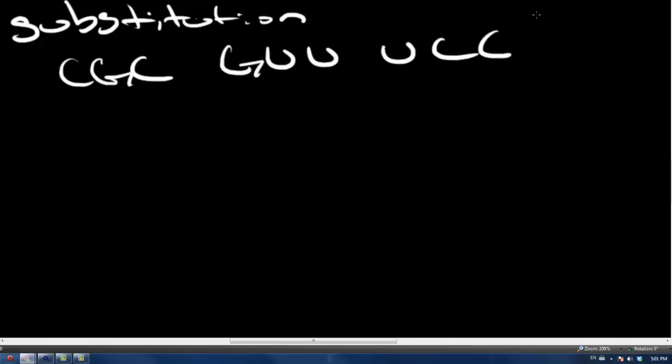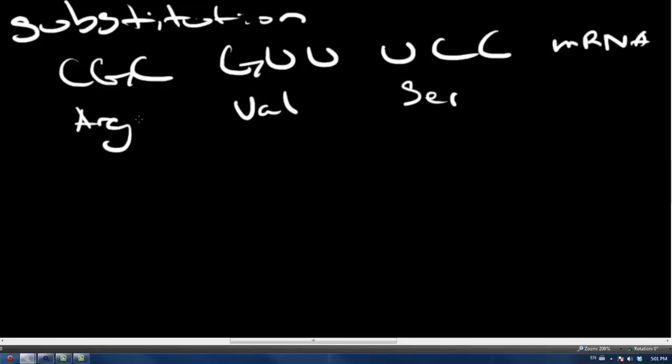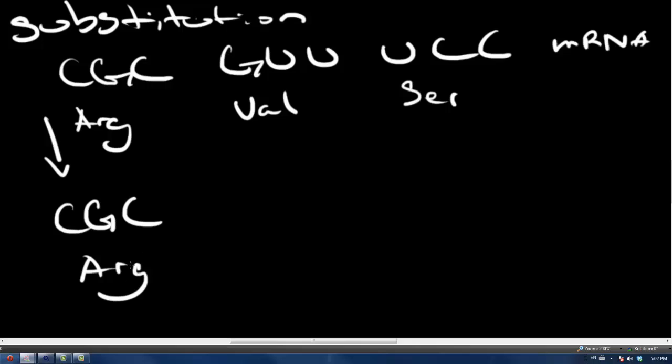So we're talking about substitution, so C G C G U U U C C. Now this is our mRNA, and the amino acids these three give are ARG, VAL, and SER. These are the names of the amino acids that are produced by these codons. And so in substitution, one of these amino acids is going to be swapped for another. I'm not making this happen in the first codon. So let's say that nothing wrong happens here. So this is still CGC, which is still ARG.